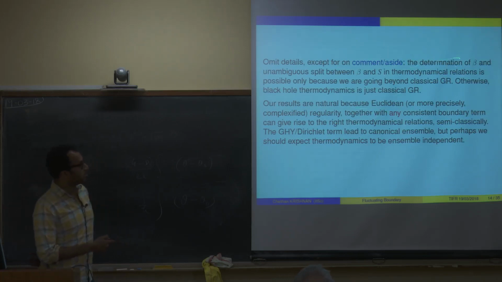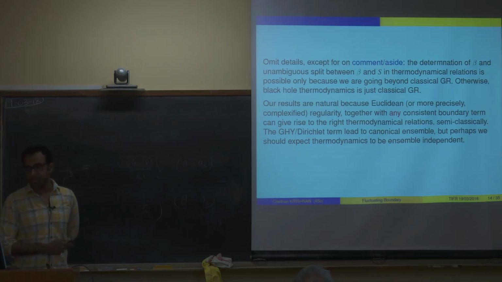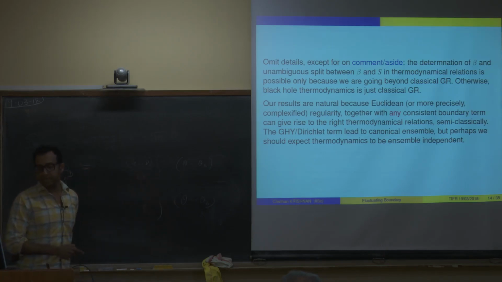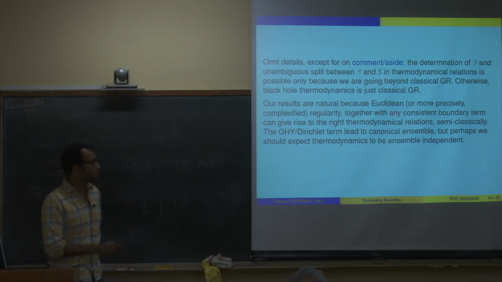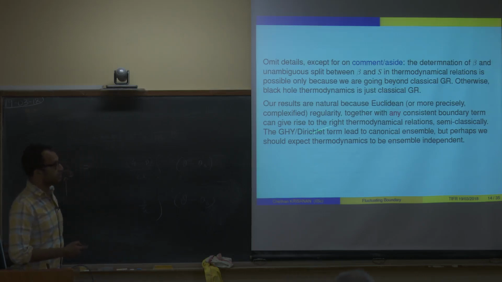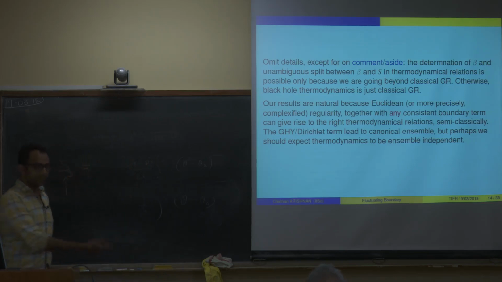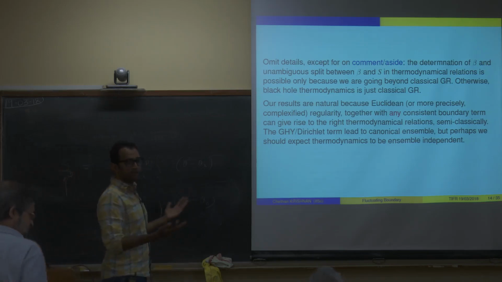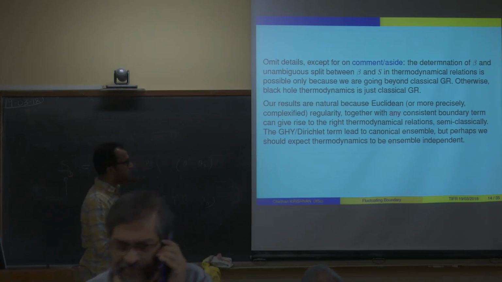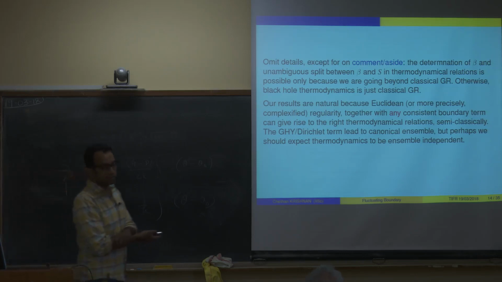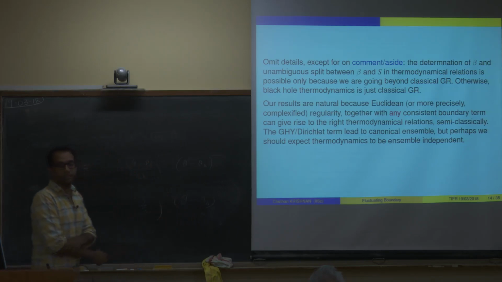So this is also something I mentioned already, which is that the determination of the beta from the regularity of the complexified section is the extra piece on top of the classical stuff. This is a somewhat speculative statement, but it seems very plausible that as long as you can construct a variational principle that is well defined, and you look at regularity in the Euclidean or complexified section, then you will always be guaranteed to get these two, the first law and the Smarr formula out of this, which was the original check of Gibbons and Hawking.